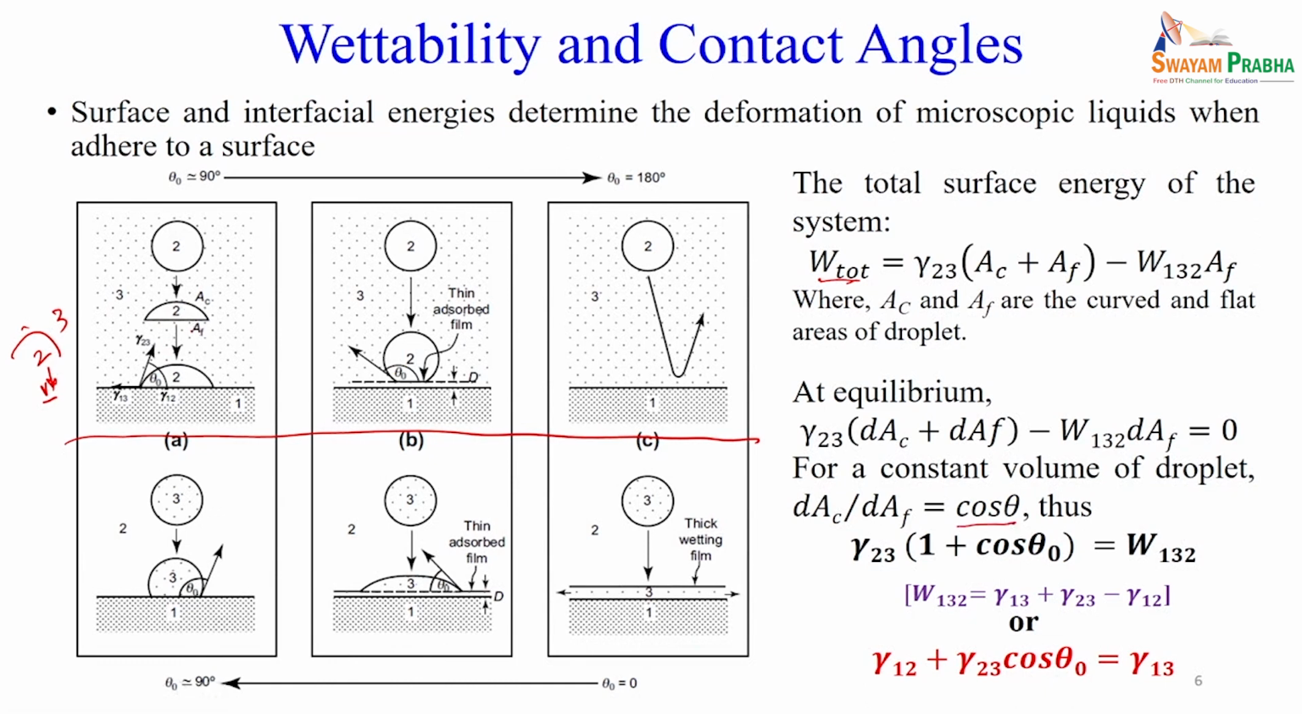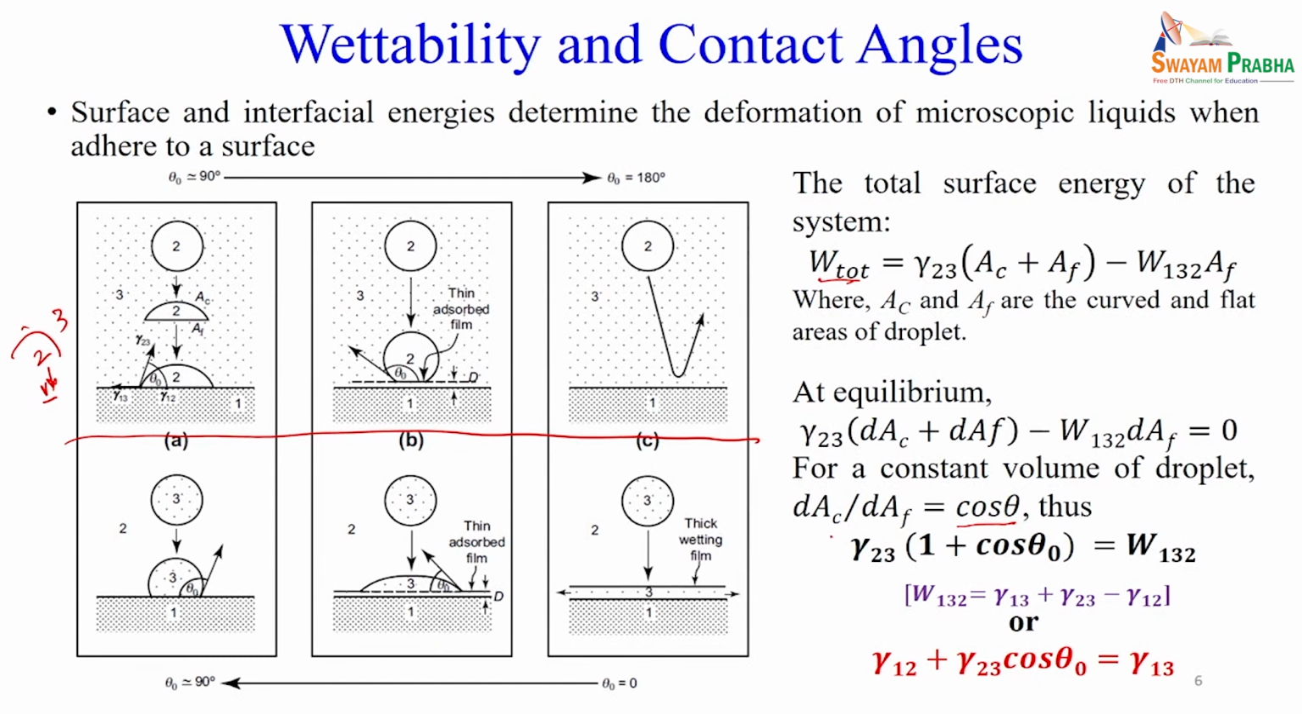you can consider this one area is the AC and this is the AF. So, this is the AC and this is the AF. So, cos theta can be defined as dAC upon dAF. If you divide by AF here, this will be the AC upon AF. So, this will be gamma 2 3 (1 plus cos theta) is equal to W 1 3 2.